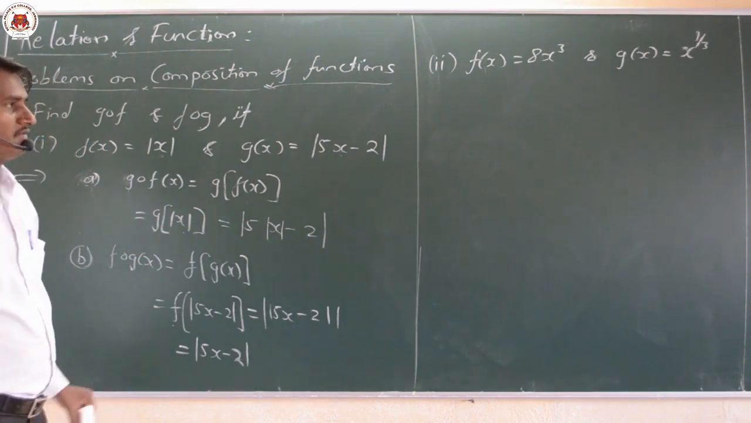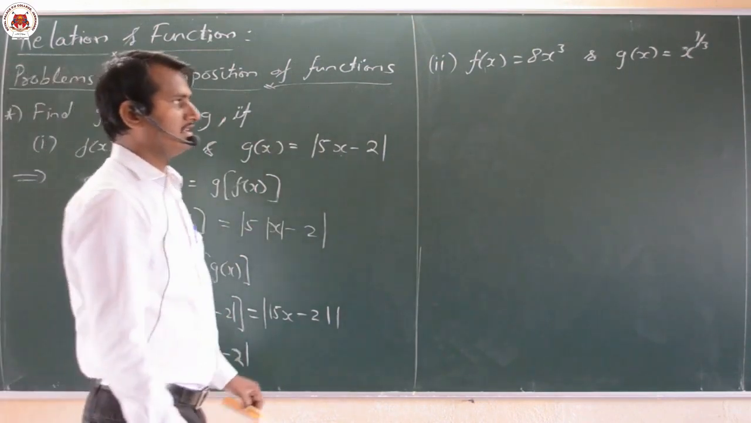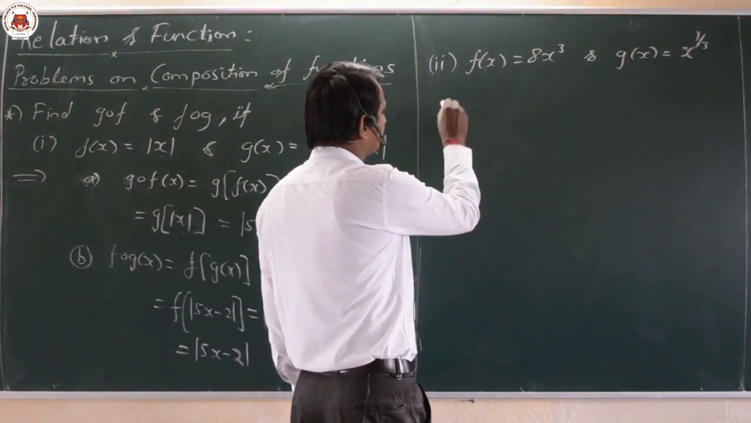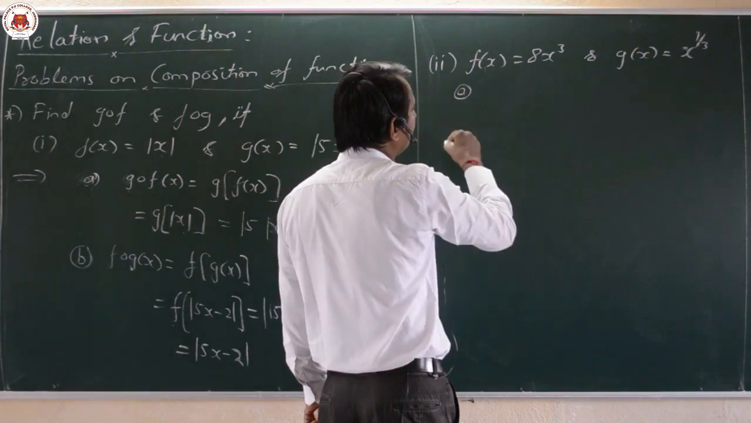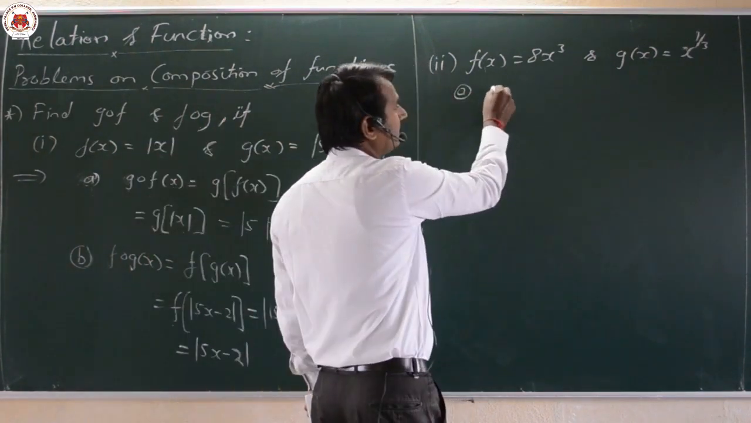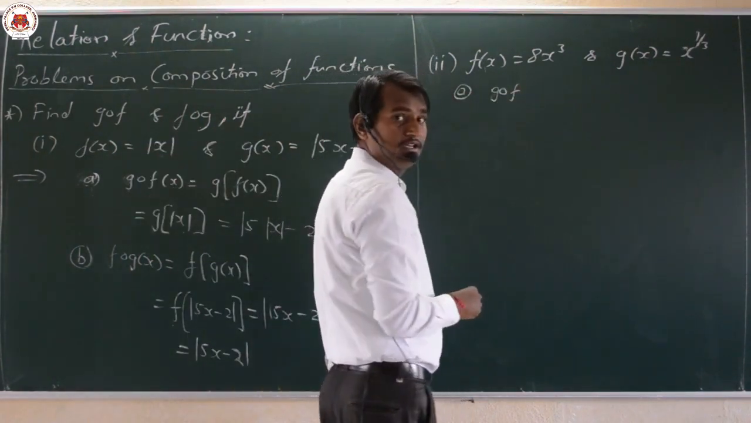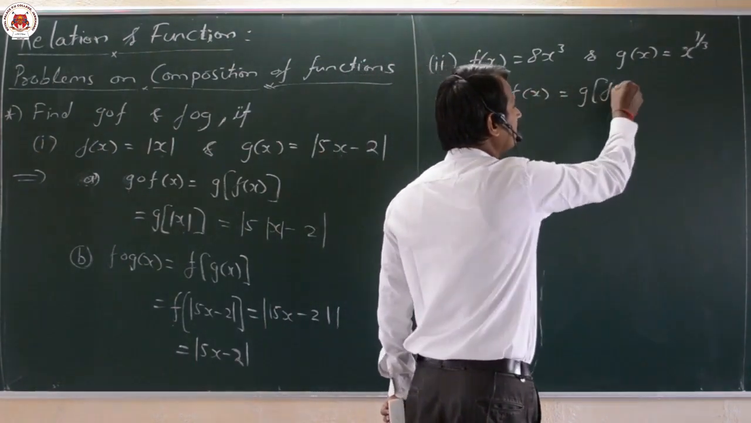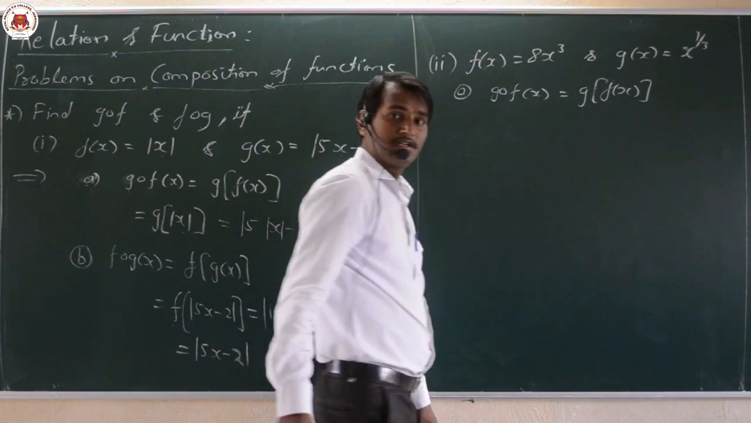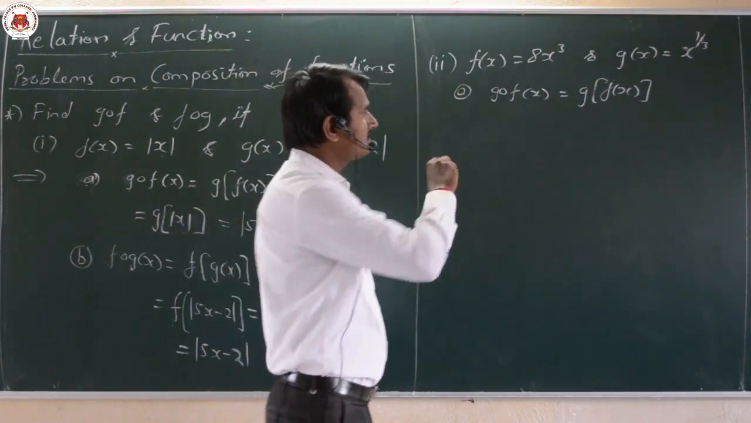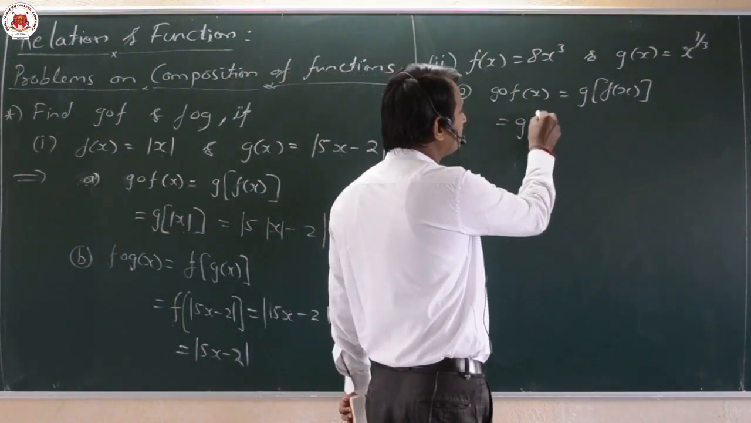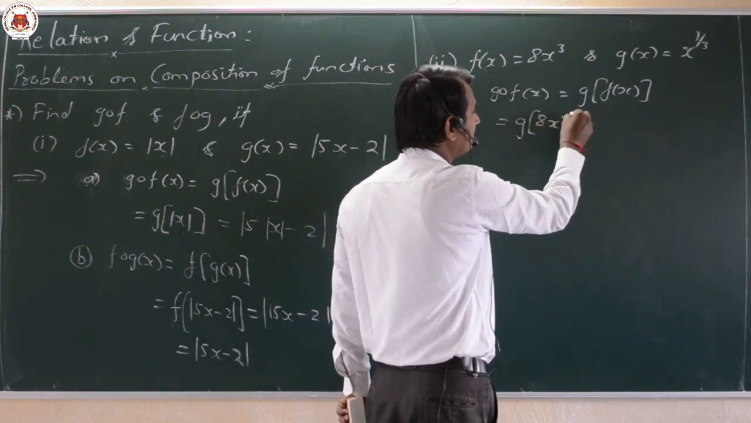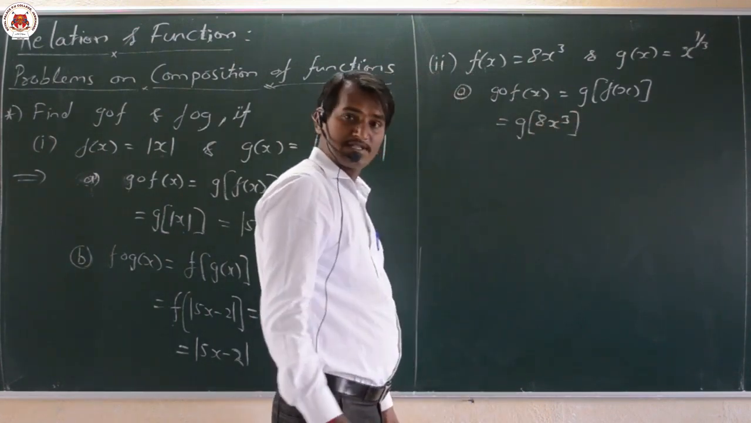Now let us move on with the second one. This question is an important one asked in your question paper. Let us observe here. First part again, what we require to find is g of f of x, which is equal to g of f of x. Now what is the value here? That is g of, and f of x is 8x cube. The f of x value is 8x cube.